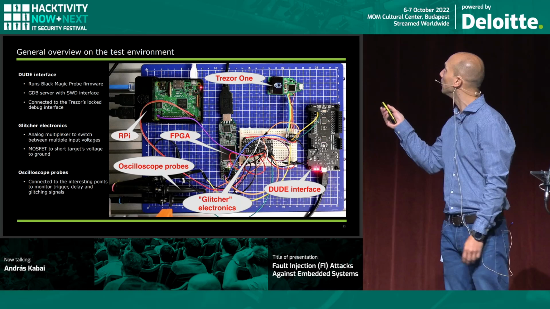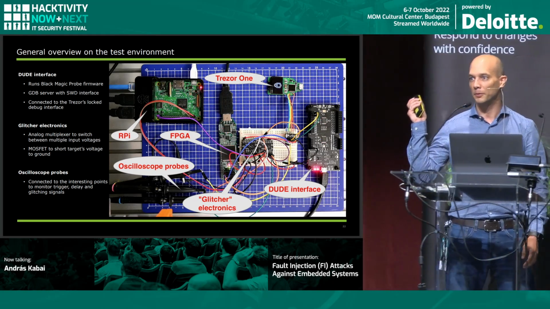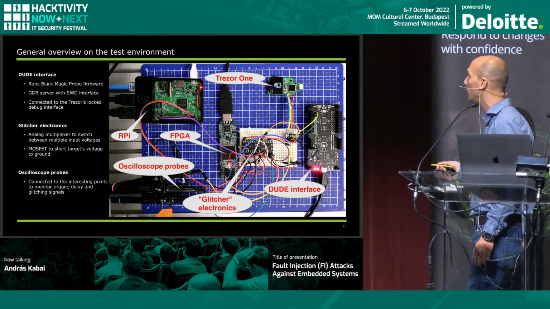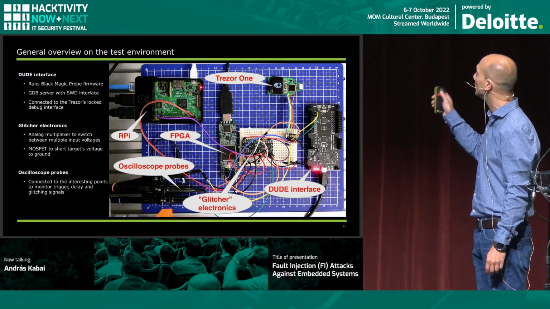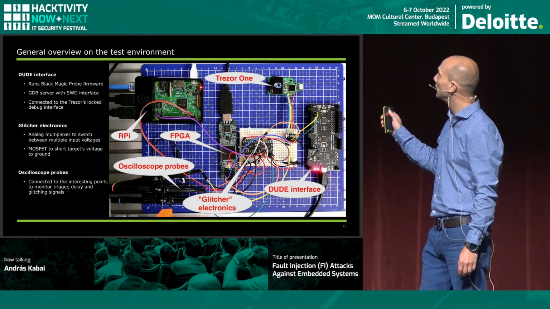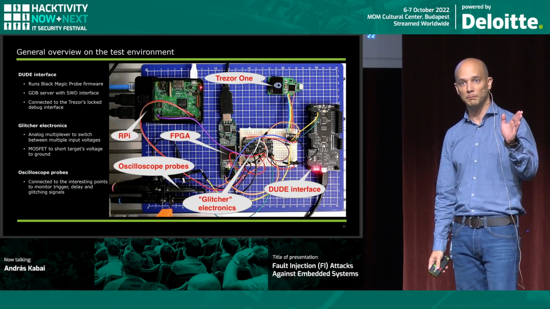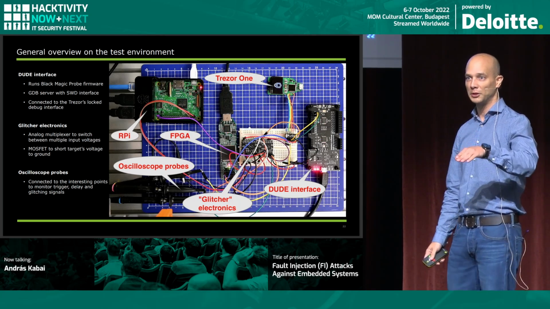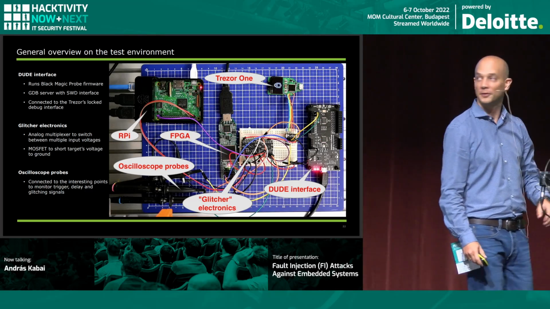This is connected to the Trezor One. It runs, by the way, in this setup, Blackmagic Probe open source firmware, and this is used to access the debug interface once it is unlocked. There is a glitcher electronics which contains analog multiplexers to fast switch between different input voltages and N-channel MOSFETs to let us short the voltage to ground.